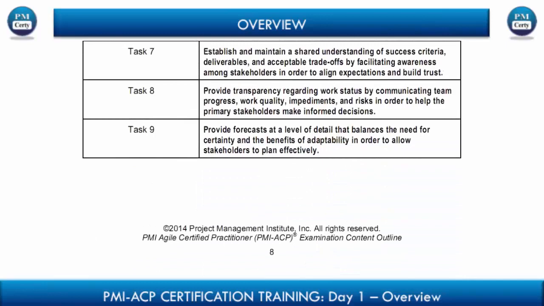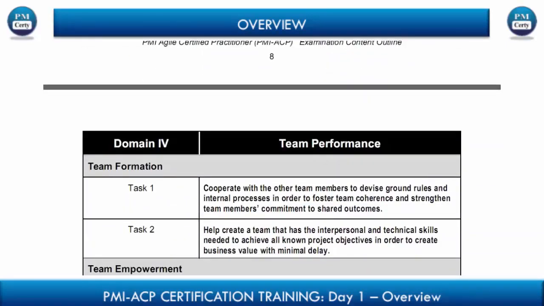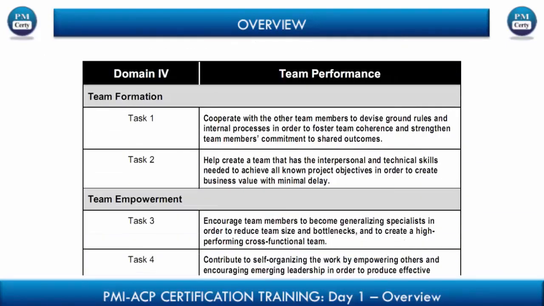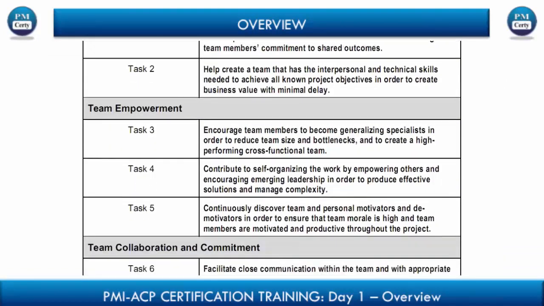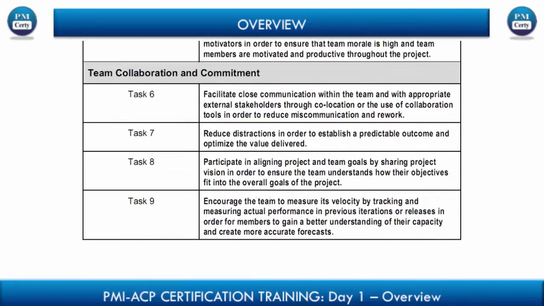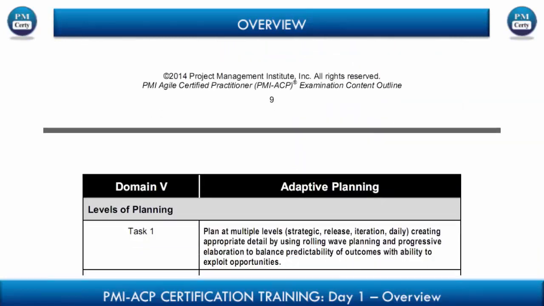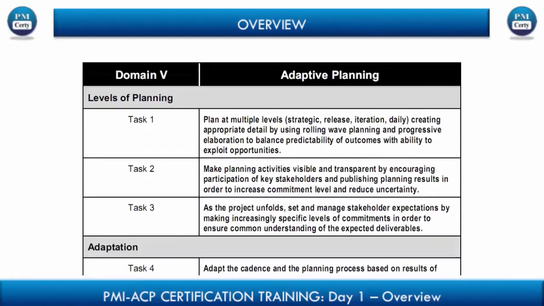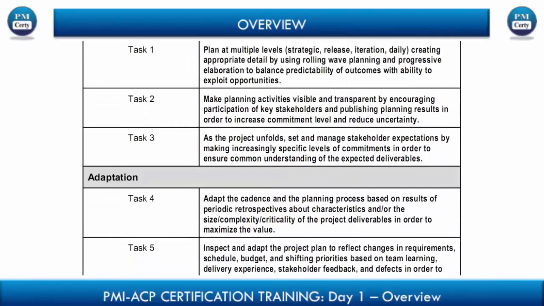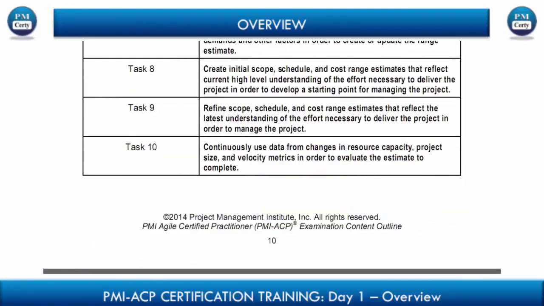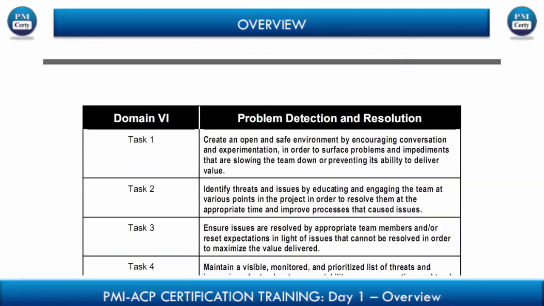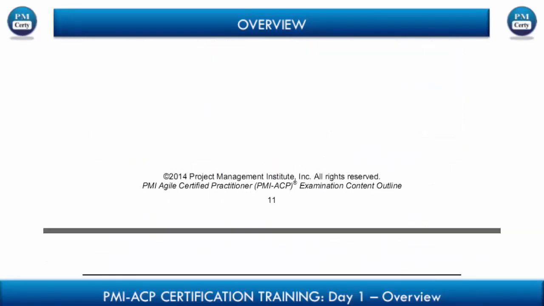expectations from stakeholders, which we'll find. How does the team perform? So again, you have some subdomains like the formation of team, empowerment, collaboration, and commitment. And then of course we go on to the planning types, levels of planning. So how do you do sizing, estimation? So more around the fundamentals of how we run a project.